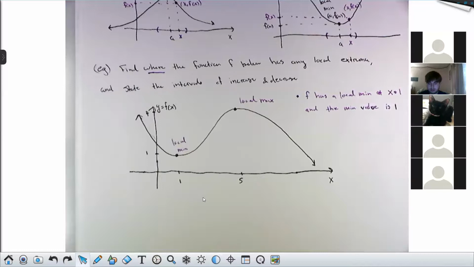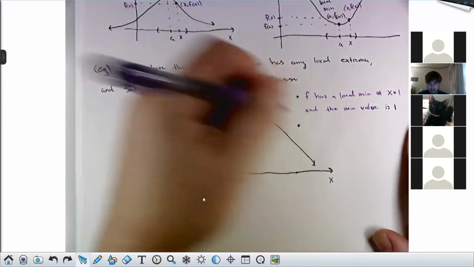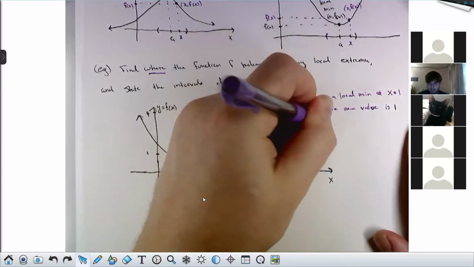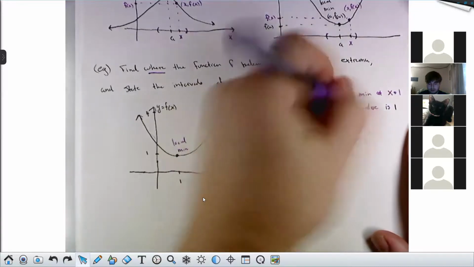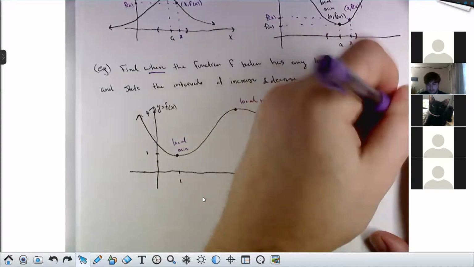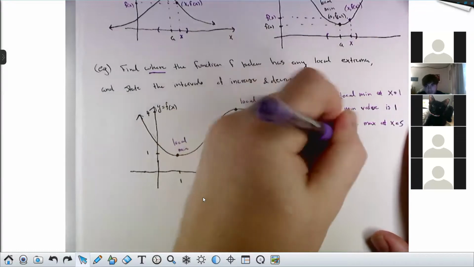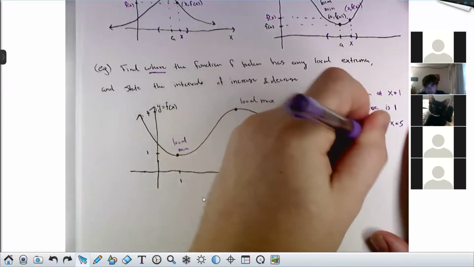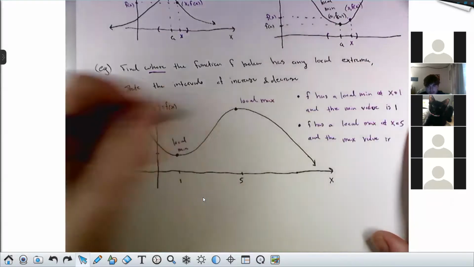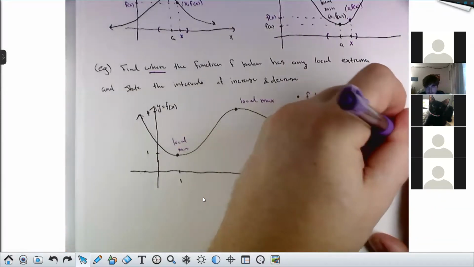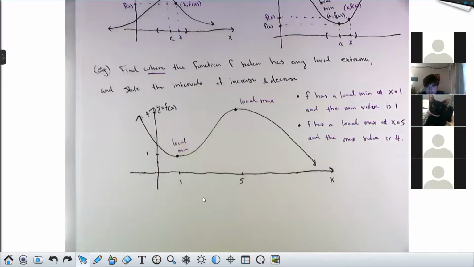Where is the min? That's the x value. What is the min? That's the y value. So the way I would describe the max here is I would say f has a local max at x equals 5. And the max value is, well, it's the y value at this point, it's 4. So the max value there is 4. So if somebody asks you, what is the max? What is the min? They're asking for the y value. And if they ask you, where is the max or where is the min? They're asking for the x value.